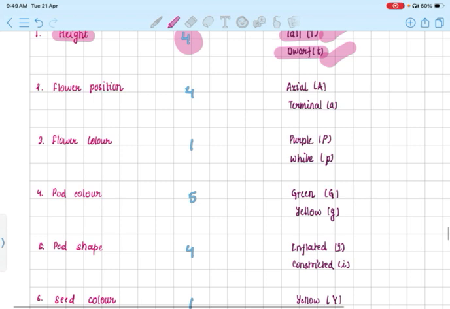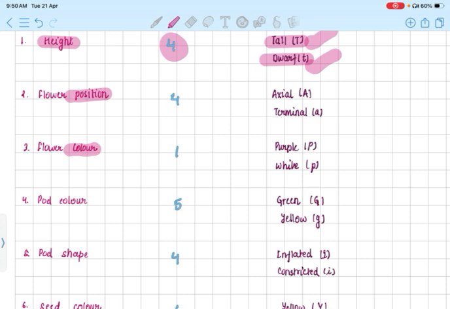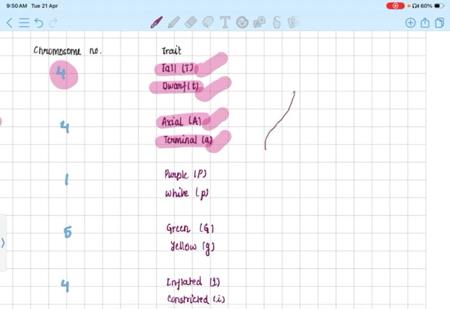Okay. Now he used flower. In the flower, he saw two characters: first, the position of the flower, and the other one is the color of the flower. In the position of the flower, he saw two traits, not characters. The traits were axial and terminal. The axial is dominant and the terminal is a recessive character.